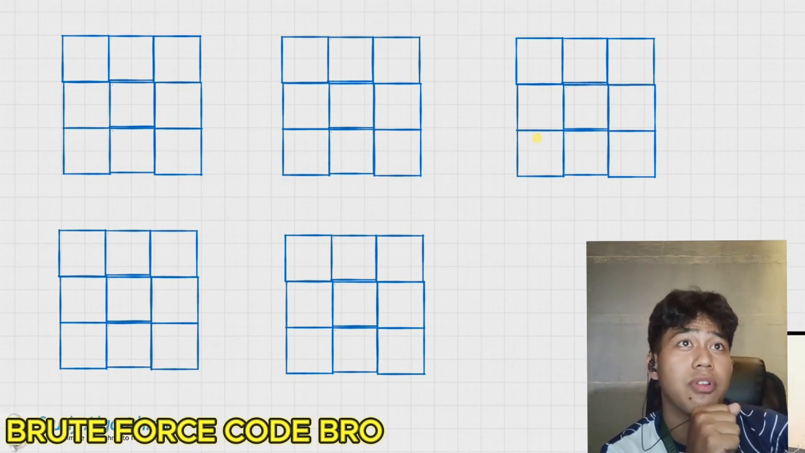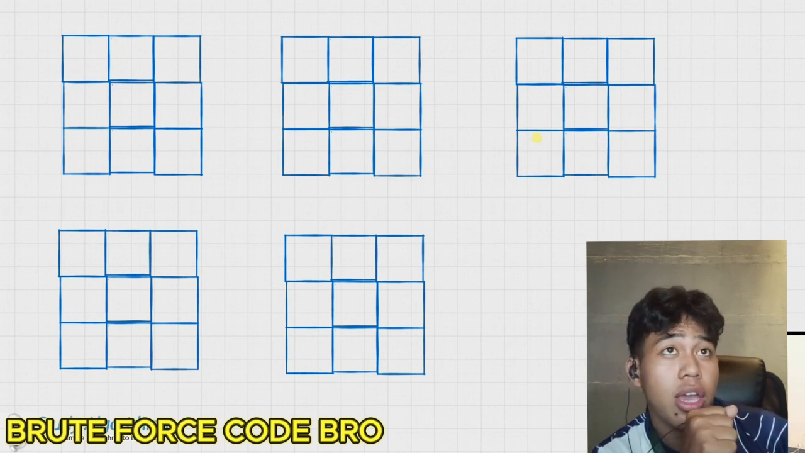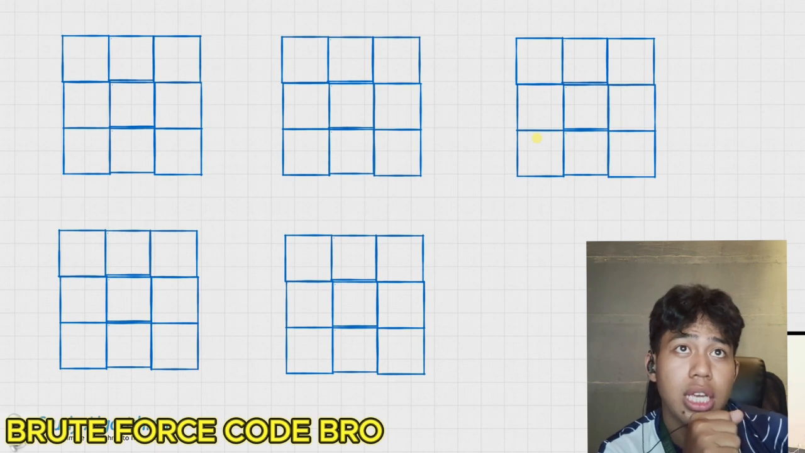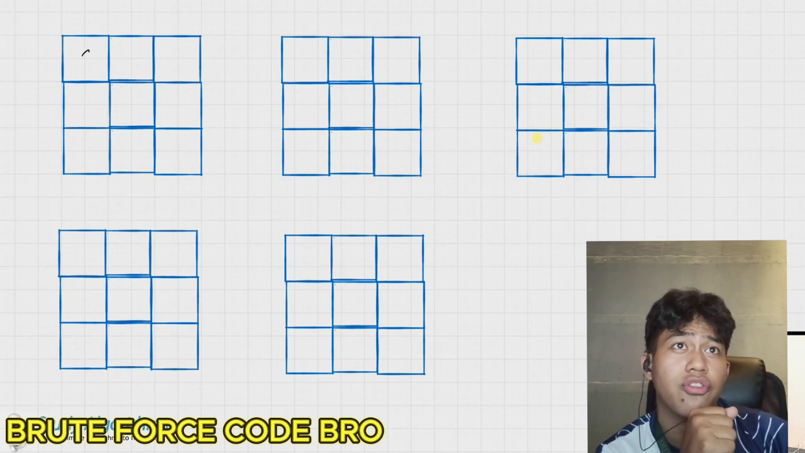Let us take up the problem of the magic square. A magic square is a 3 by 3 grid in which you have to fill the digits from 1 to 9 in such a way that the sum of all the rows, columns, and diagonals are the same. Now, how do you go about filling this?